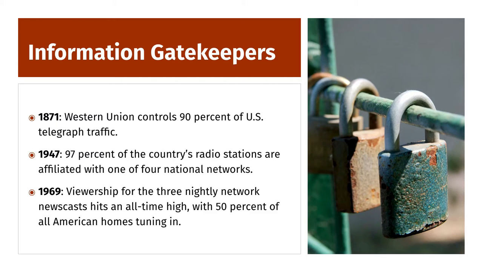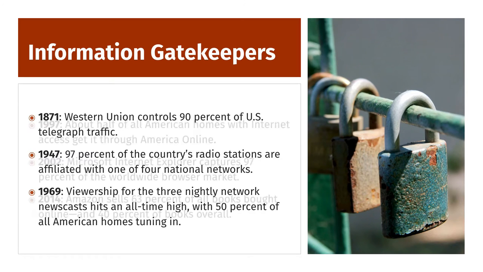1947. 97% of all radio was one of 4 networks. That wasn't that long ago. 1969, the nightly newscast had 50% of all homes tuning in at the same time. I remember my grandparents every time after dinner sitting down to watch the evening news, followed by Wheel of Fortune, followed by Jeopardy, and then the TV would go off. And that pattern would repeat every single night. People don't do that anymore.